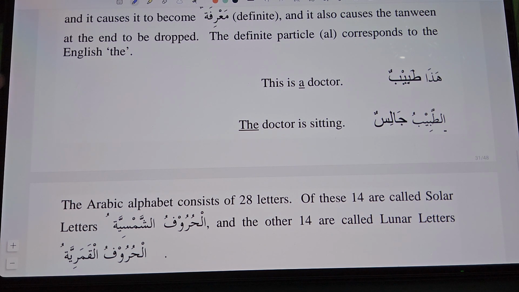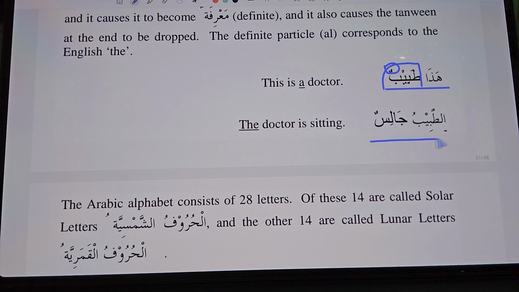Naam. Okay, can you read this? Hadha tabibun. What does it mean? This is a doctor. Is this tabibun ismun nakira or ismun ma'rifa? Ismun nakira. How do we know ismun nakira? Because there's tanween at the end. Naam, there's tanween at the end. Tamam, and there's no alif lam.